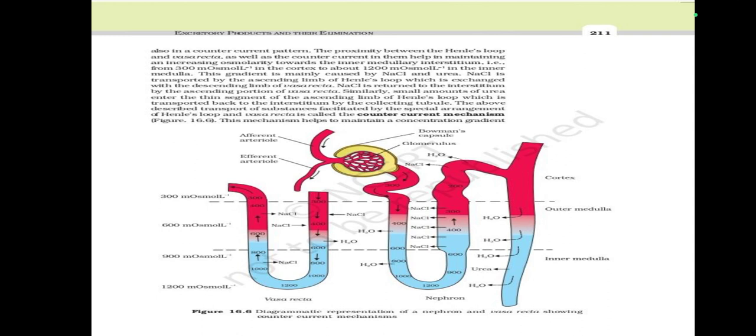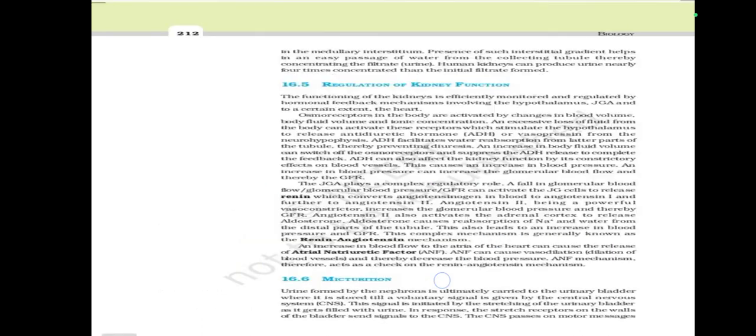The above described transport of substances, facilitated by the spatial arrangement of Henle's loop and vasa recta, is called the counter current mechanism. Figure 16.6. This mechanism helps to maintain the concentration gradient in the medullary interstitium. Presence of such an interstitial gradient helps in an easy passage of water from the collecting tubule, thereby concentrating the filtrate urine. Human kidneys can produce urine nearly 4 times more concentrated than the initial filtrate formed.